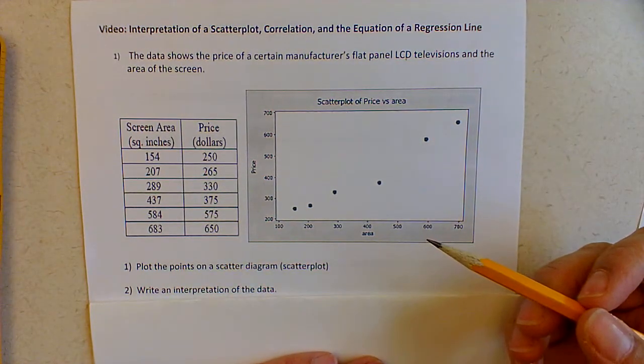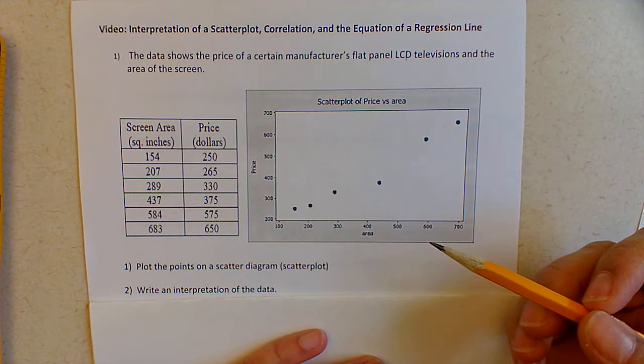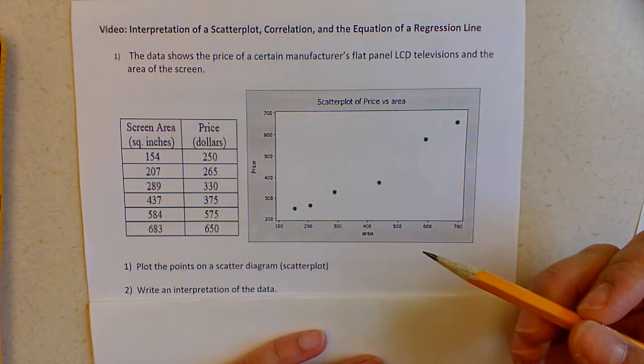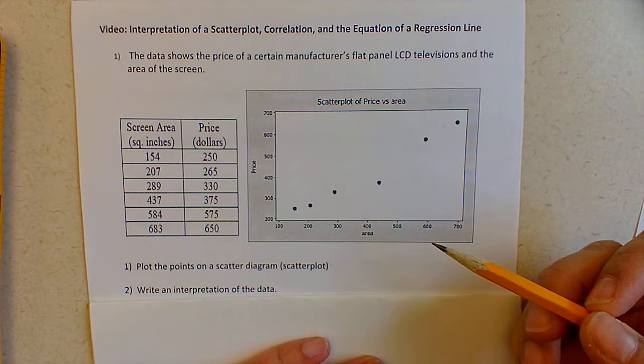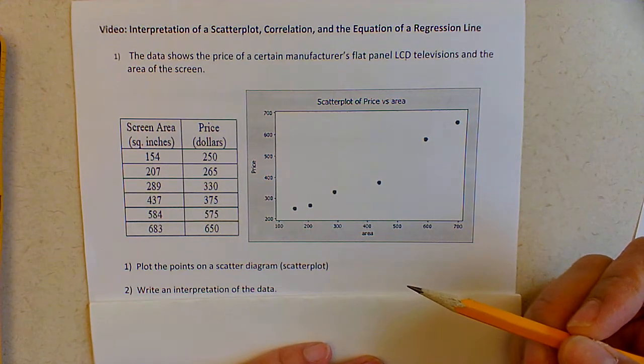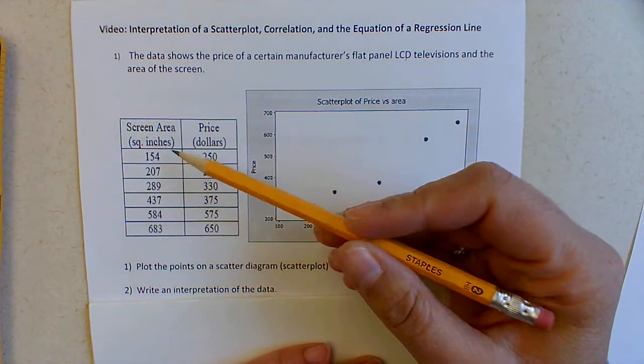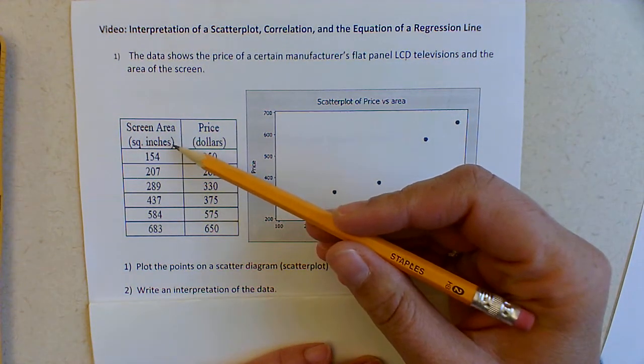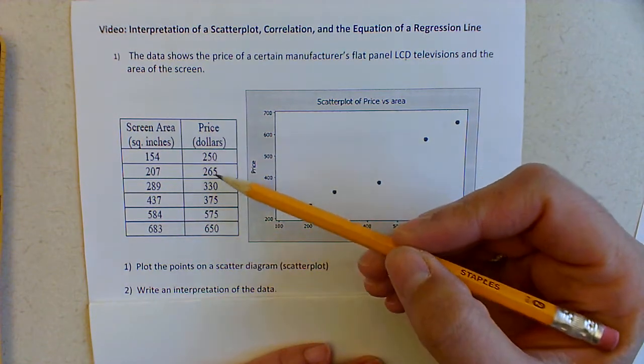Today we are going to be learning about interpreting a scatterplot, correlation, and the equation of the regression line. So let's get to it. The data shows the price of a certain manufacturer's flat panel LCD televisions and the area of the screen. So here we have the table: screen area in square inches and the price in dollars.